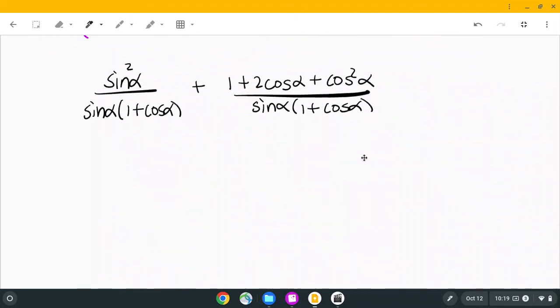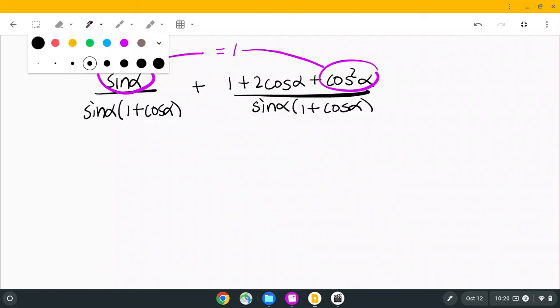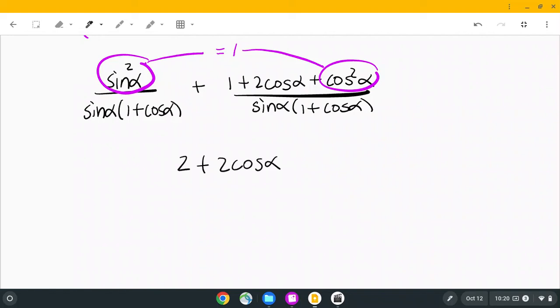They have the same denominator, so I can add these together. Sine squared plus cosine squared is 1. This plus this equals 1, so 1 plus 1 is 2. I get 2 plus 2 cosine alpha over sine alpha times 1 plus cosine alpha.